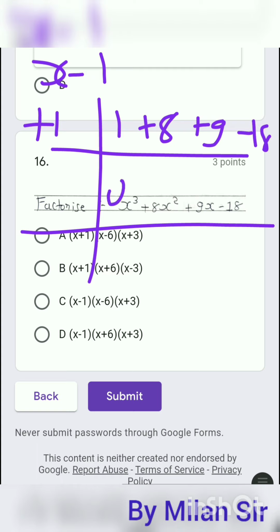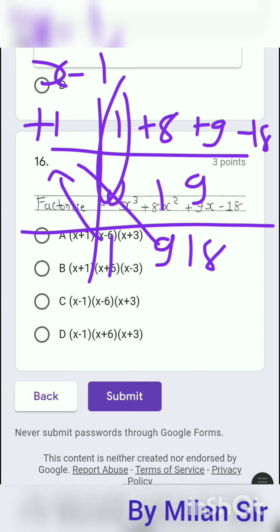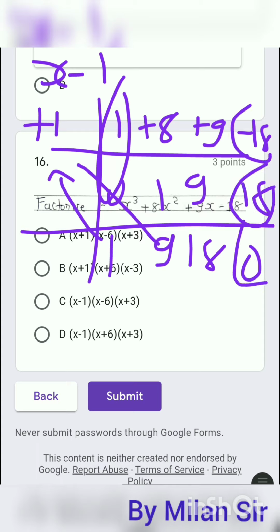Now first of all, we put 0. 1 plus 0 is 1, and we multiply it with plus 1. 1 ones are 1, 8 plus 1 is 9. Again, 9 ones are 9, so 9 plus 9 is 18. Then 18 ones are 18, so plus 18 and minus 18 cancel, so the remainder becomes 0, and that is what we want here.